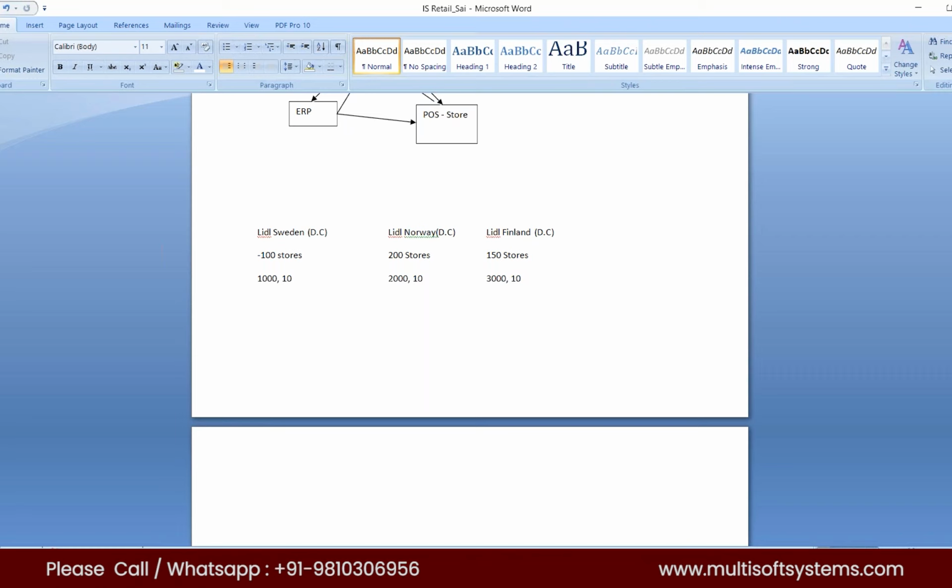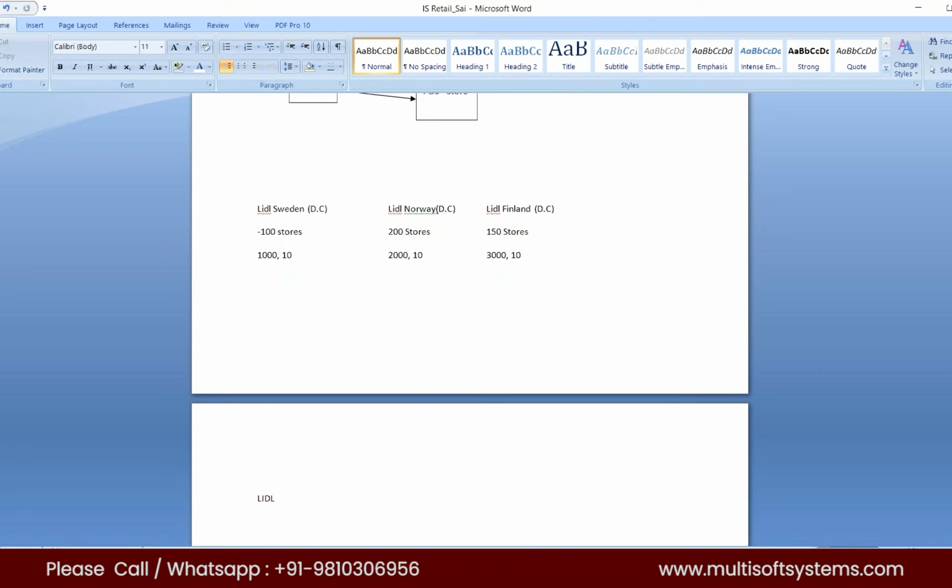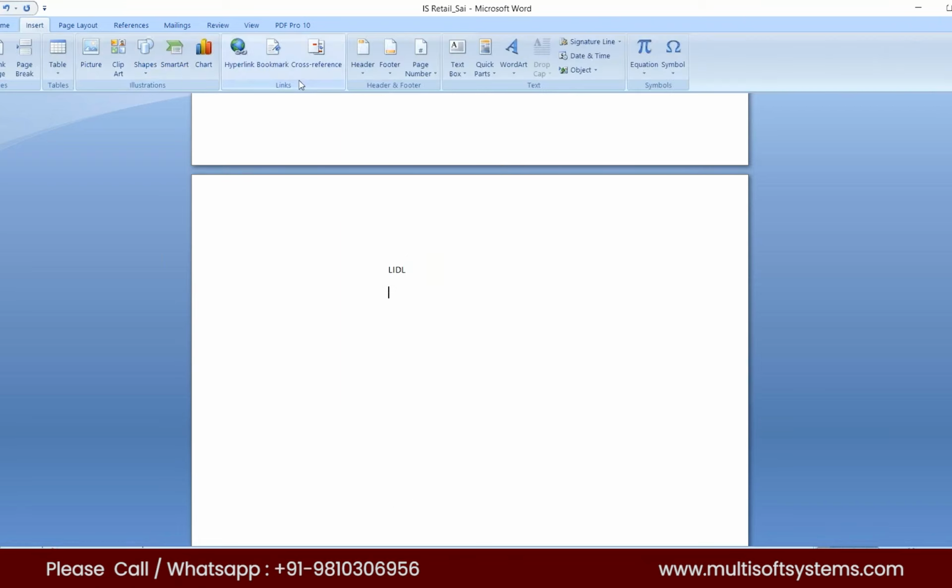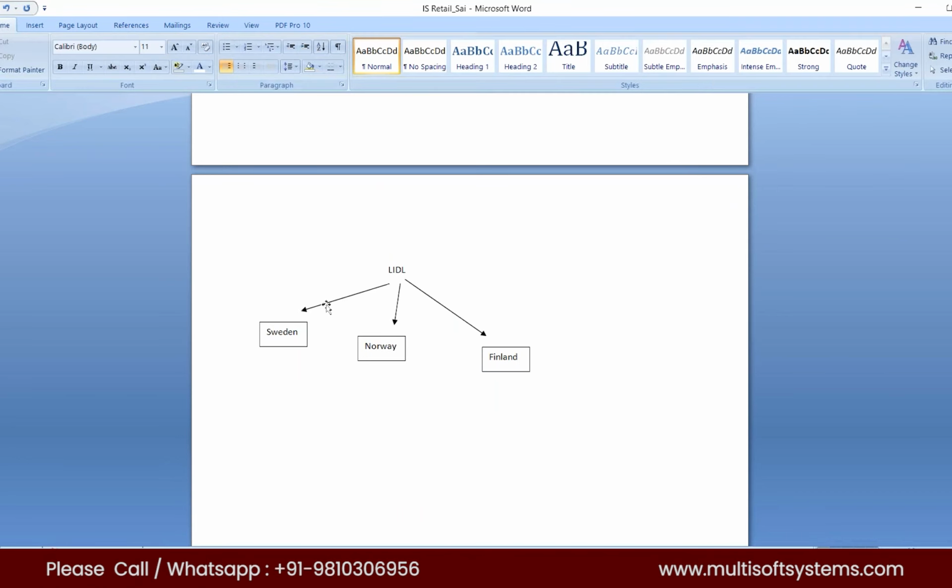Let's take Lidl as a company. This is the company, and it has its branches in 3 different countries. It will have a lot of different stores in every country, right? So the country plays the major or topmost organizational role, and then comes the store, right? This is why distribution chain is very important.